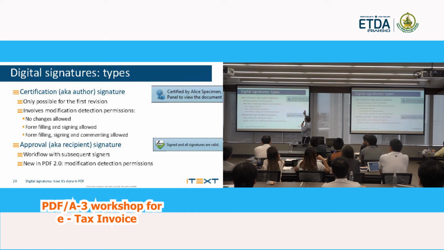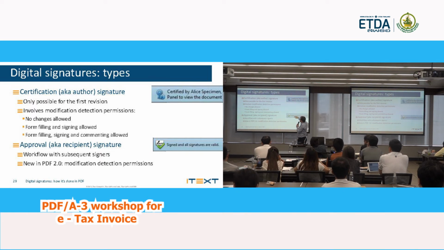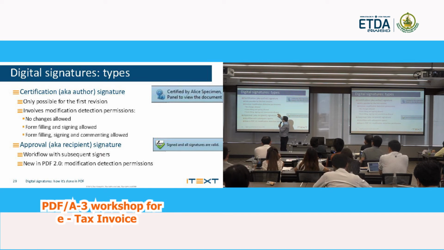As for the types, you can have one certification signature, which is only possible for the first revision, and you can add modification detection permissions. You can say no changes are allowed, so if anyone adds extra signatures, it breaks. You can say form filling and signing is allowed. So sometimes you have a field where you have to type read and approved. That could be allowed. And then form filling, signing, and commenting is allowed. Commenting means that, for instance, you can add these little post-it annotations to a document. Changing content other than this will break the signature.